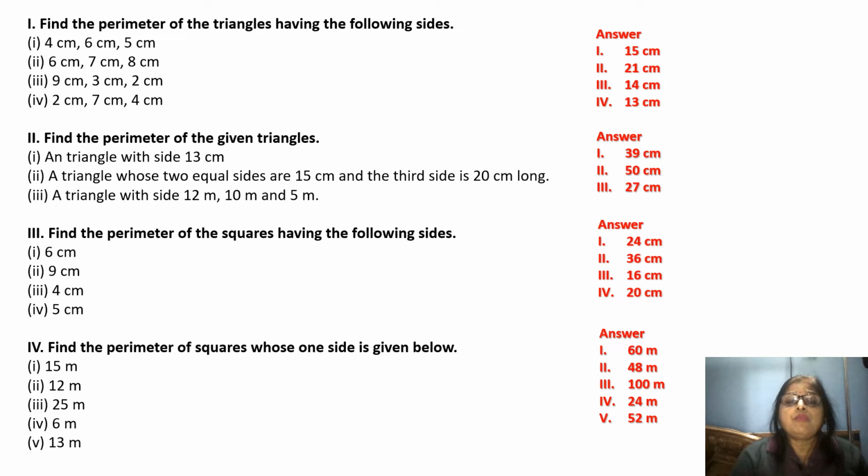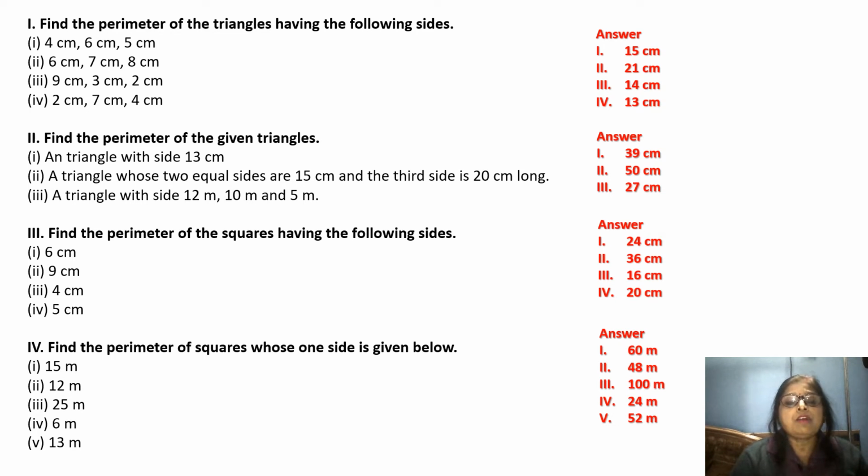Next question. Find the perimeter of the squares having the following sides. You know the perimeter of a square is equal to 4 into side, and here different measurements of sides are given. On the basis of that formula you can solve it. 4 into side means 4 into 6 centimeter, that is equal to 24 centimeters. So first you draw the picture, write the measurement of the sides and then find out the perimeter of the square.